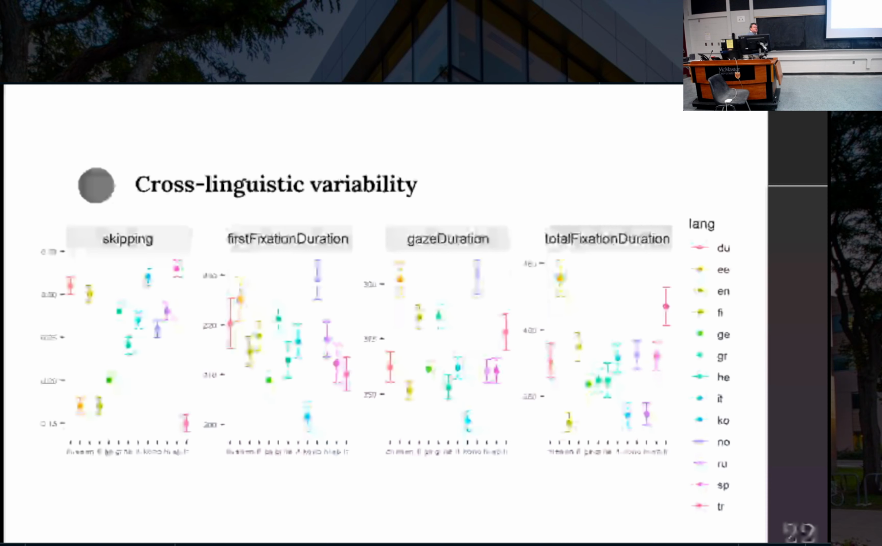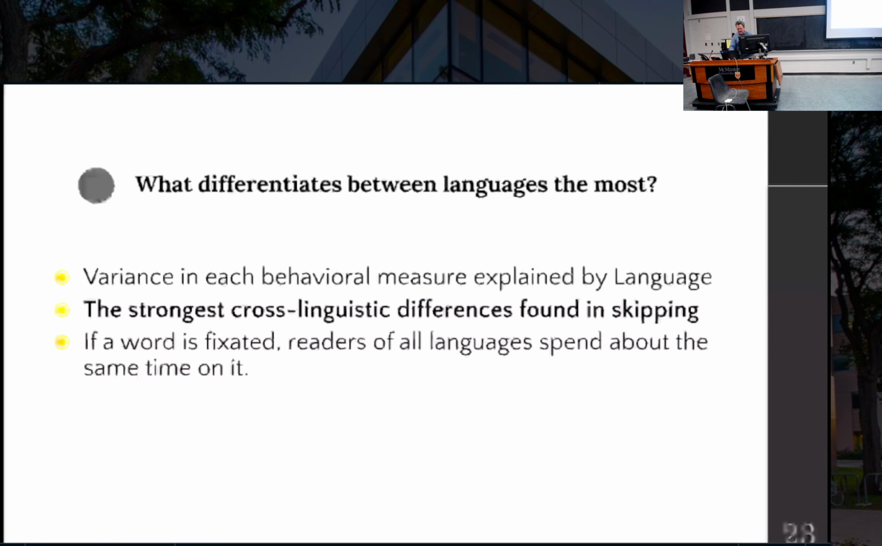We can get a lot of measures from the eye movement record, right? Which of the measures is the most discriminatory? Which one is the one that the languages are particularly different on? So this is just a small sample showing you the means by language, and I'll skip that and give you the result already. Once we looked at the variance that is explained by language as a factor in each behavioral measure, we found that the strongest cross-linguistic differences were in skipping. So it's really the likelihood of actually fixating on the word or skipping it altogether. This is the one measure that discriminated between the languages the most.